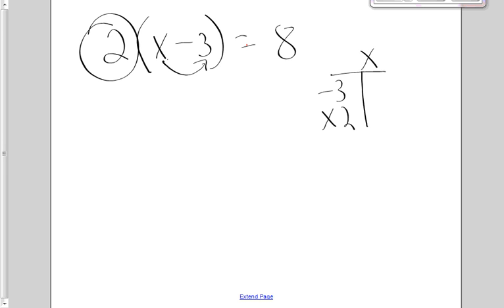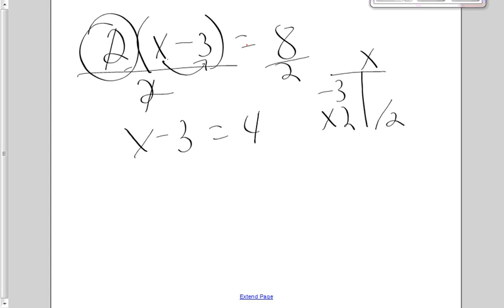So in order to solve this, we're going to do the opposite. Okay, so the first thing we're going to do is let's divide by 2. Both sides divided by 2. 2 goes into 2 one time, so now I have one group of this is equal to 4. Next, instead of subtracting 3, we will add 3 to both sides. So I'll add 3 here, we'll add 3 here, and we end up getting x is equal to 7.